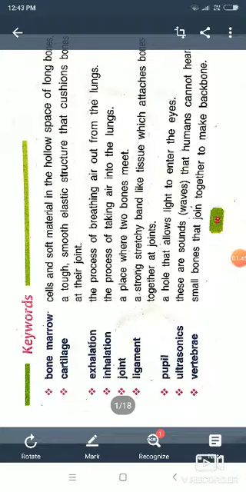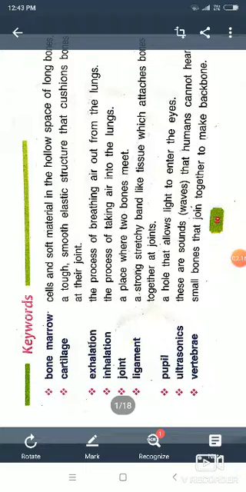Okay, now come to the cartilage. First of all, see the spelling of cartilage, C-A-R-T-I-L-A-G-E. So what is the definition of the cartilage? You will write: a tough, smooth, elastic structure that cushions bones at their joints is called cartilage. This is cushions, C-U-S-H-I-O-N-S.